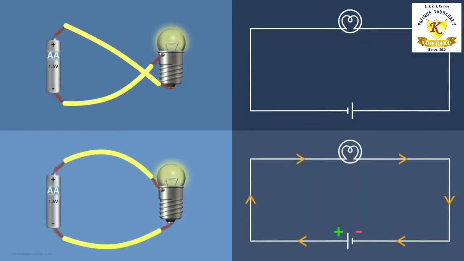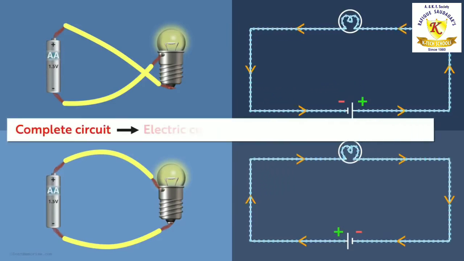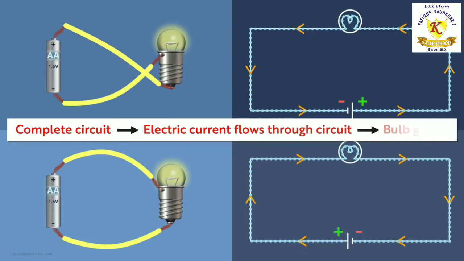Compare it with this one. You will see that we have just reversed the direction of the battery. Hence, the electric current in this circuit is flowing in the opposite direction. So, the electric current can flow in either direction. As long as the circuit is complete, the electricity will flow and the bulb will glow.